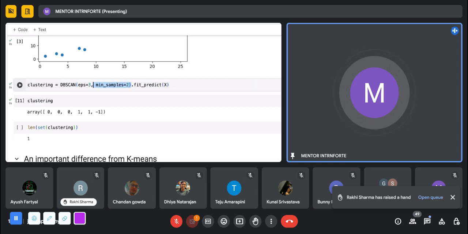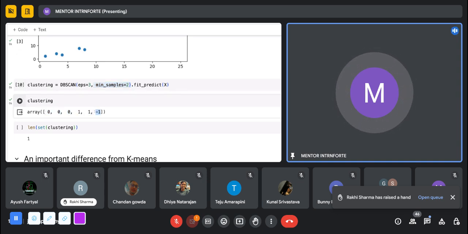Do I have two minimum points? Within the 3 radius, do I have 2 points? Yes, I have. This is a core point. This also becomes a core point of that point. This also becomes a core point of that point. After this, it stops spreading. Again, it starts from here and tries to satisfy. So we have two clusters. One is this, the other one is this.